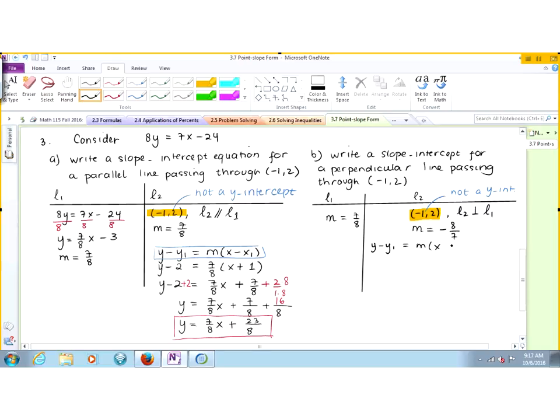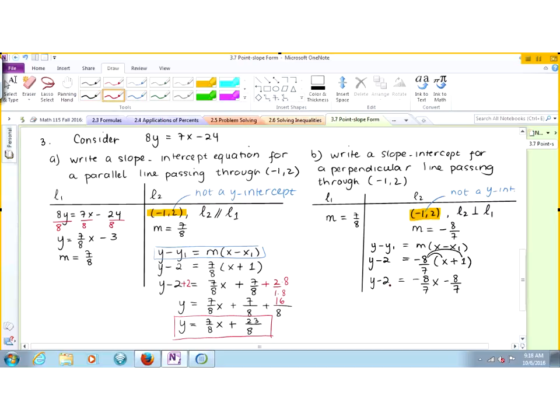All right, so y minus y1 is equal to m times x minus x1. So when do I use y minus y1 equals m times x minus x1? When I don't have a y-intercept. Yeah, good. So y minus 2 is equal to negative 8 over 7 times x what? Plus 1, yes. Good. So y minus 2 is equal to negative 8 over 7 x, and then you distribute here. And then what happens here? Minus 8 over 7. All right.